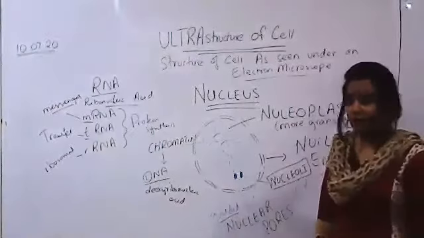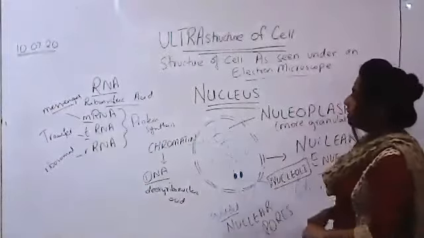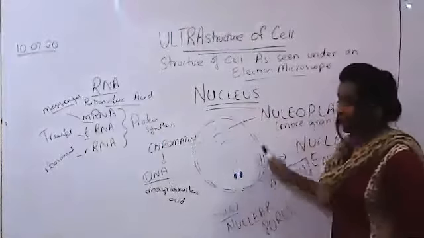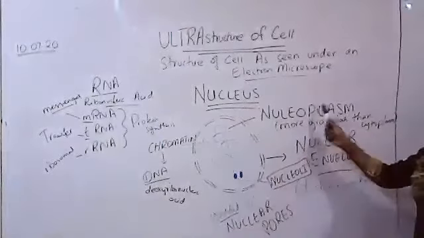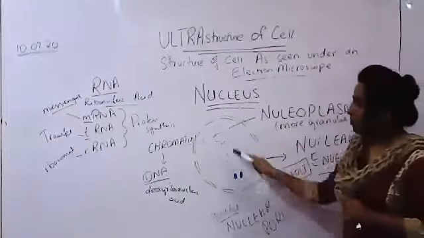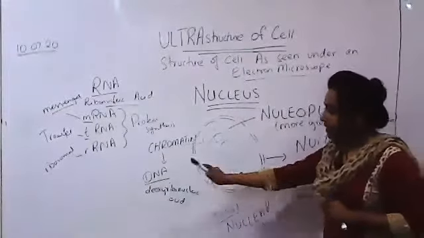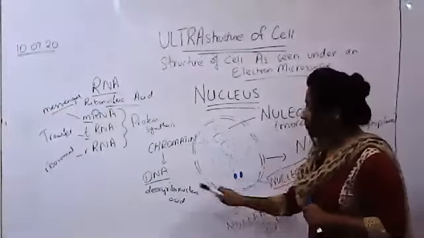I hope this is clear to everyone. I'm repeating this quickly again. Nucleus with a nuclear envelope, that's a double membrane. Nucleoplasm, jelly-like material. Chromatin suspended in it, made up of DNA, that stands for deoxyribonucleic acid.